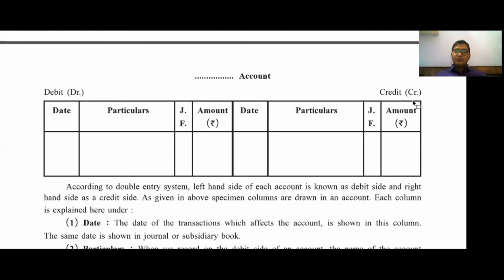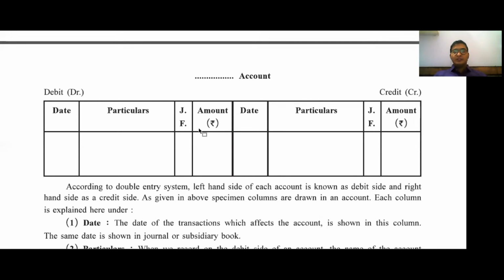For every journal entry, there is a specific account that we have to prepare. So the total number of accounts we have to prepare depends on the journal entry. Now here, date is the date on which the transaction occurred. In particulars, we have to write the name of the opposite party. JF, the full form of JF, is journal folio number. In journal entry there is a specific column called LF, ledger folio number. Here it is a journal folio number.